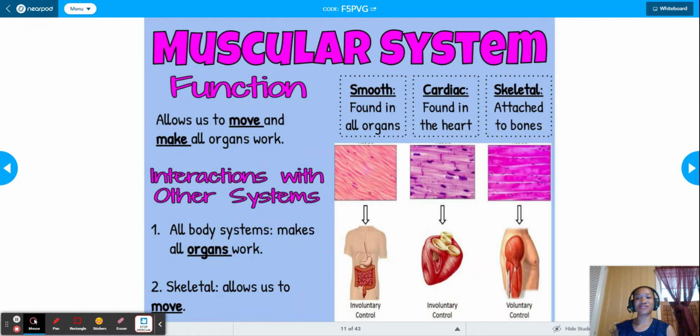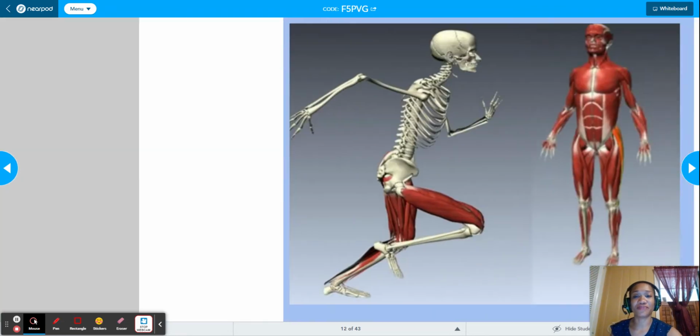Now, our muscular system allows us to move and it makes all organs work. There are three types of muscles that you'll need to be familiar with. The smooth muscle is found in all organs. The cardiac muscle is also the heart muscle, and the skeletal muscle is attached to the bones. Other systems that the muscular system works with are all body systems, being that all systems have major organs that require work. And it also works with the skeletal system in that it allows us to move.